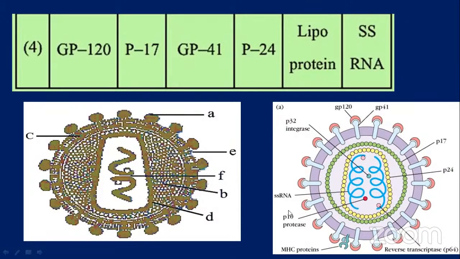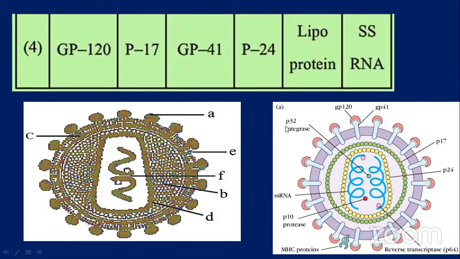Okay. Likewise, you have to compare. First of all, you should know glycoprotein 120, 140. Glycoprotein 41 is the main one. Protein is 17 and 24. Lipoprotein and also single standard RNA, two copy. Reverse transcriptase is two copy. These are the things in there.